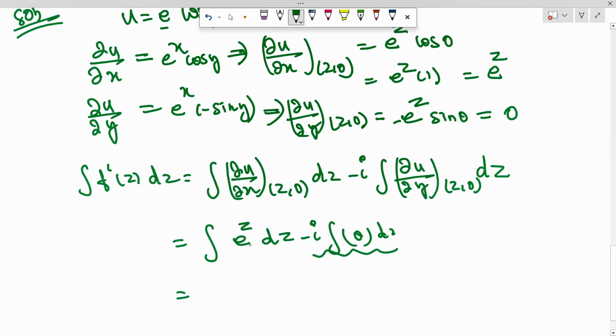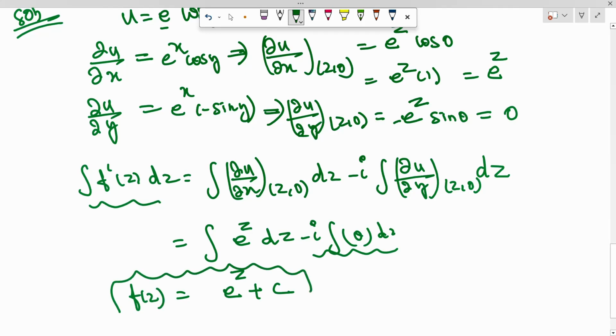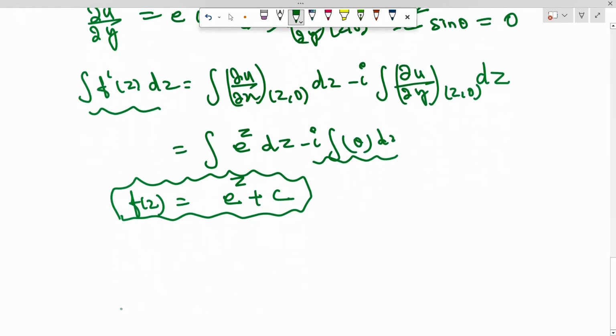Only integrate with respect to z the first term. Integral of e power z, we are getting e power z plus c. Left hand side term, what is integral of f dash of z dz? f of z, which is the required f of z. Okay. Next problem.